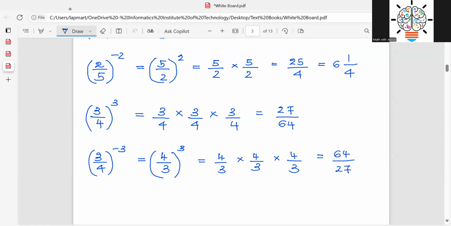When you divide 64 by 27, it gives me 2 wholes, right? The 2 wholes, in the sense, is 54, and when you deduct it from 64, it is 10 over 27. Hope it is clear for all of you, right?